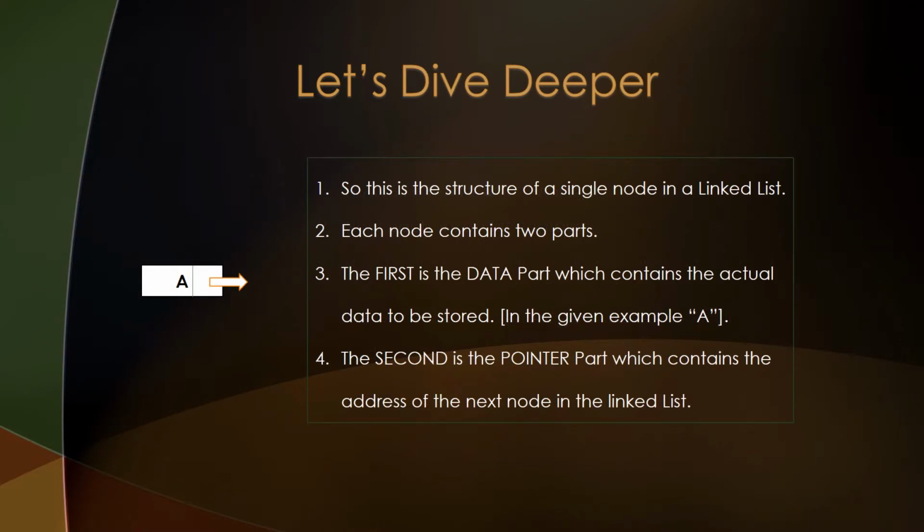Next, we begin by knowing what an individual node in the linked list is. This is the structure of how an individual node looks in a linked list. It contains two parts, as I have stated. The first is the data part, which contains the actual data to be stored in the linked list. As in our given example, A is the actual data to be stored in the linked list. The second is the pointer part, which contains the address of the next node in the linked list. This pointer contains the address of the memory location in which the data of the next node is stored. So this points to the memory location of the next node's data.